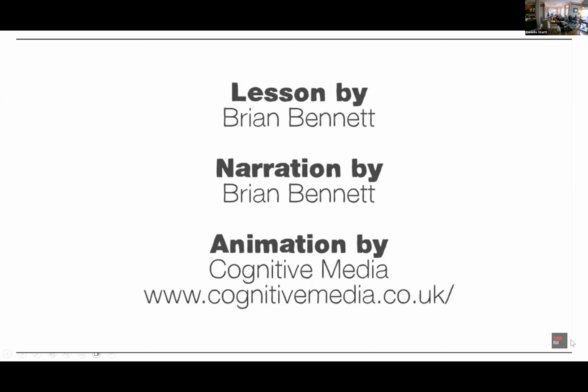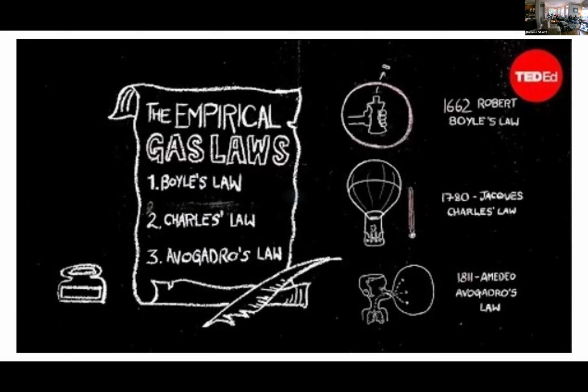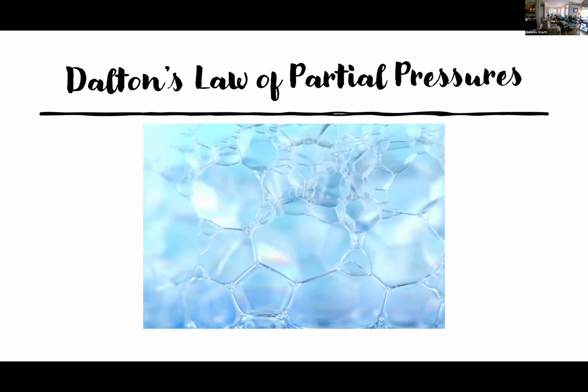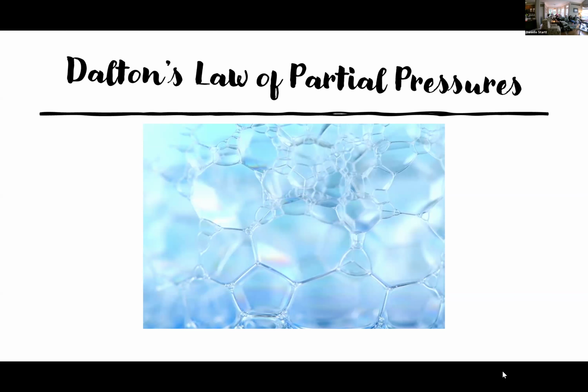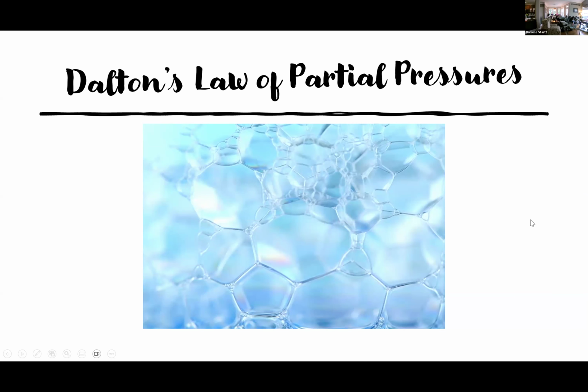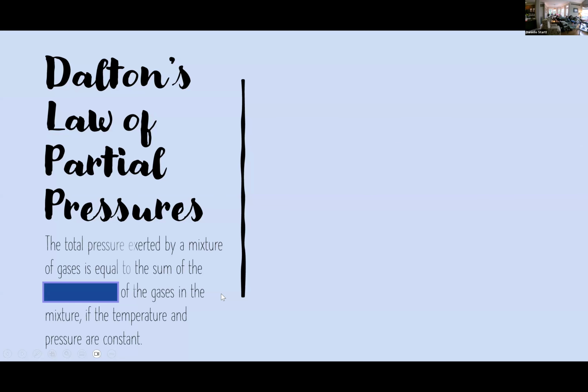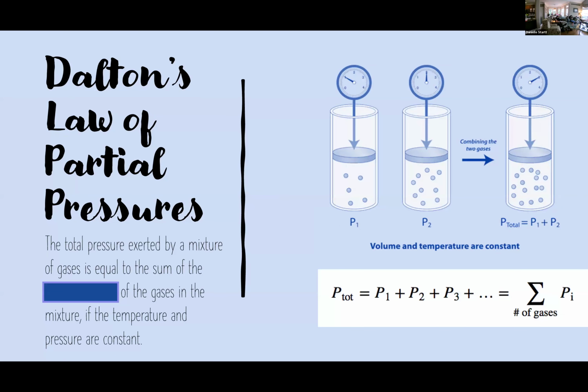So that's all of them together. Now we have Dalton's law of partial pressures. This one we couldn't really show too much in lab either, but this one makes sense too, just kind of like our Gay-Lussac's law of combining volumes. So basically here, what we're saying is that the total pressure exerted by a mixture of gases is equal to the sum of what?